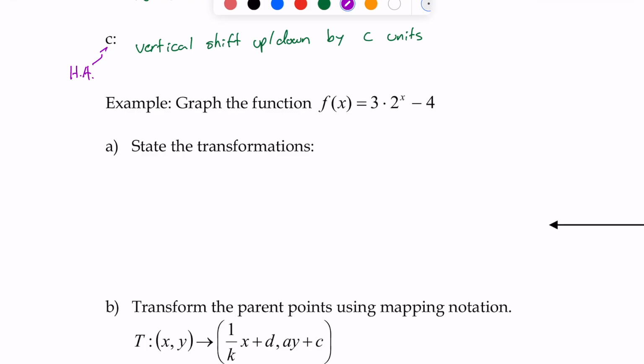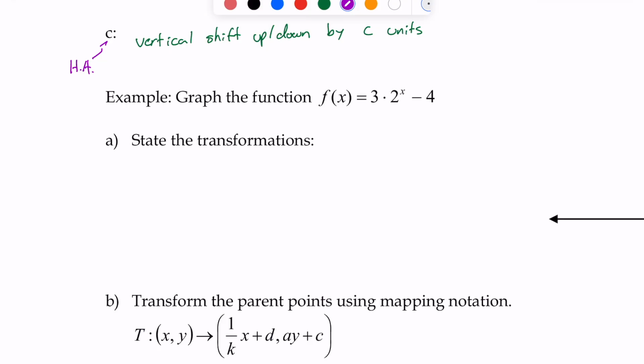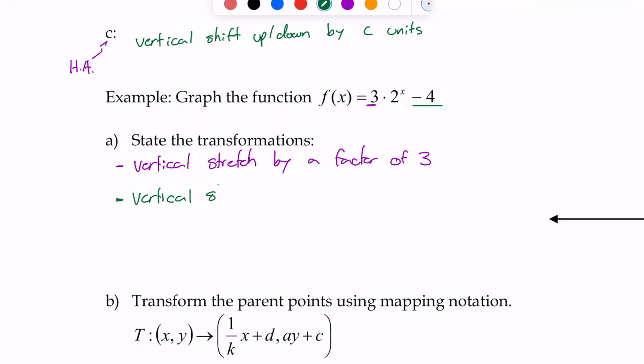Graph the function f of x equals 3 times 2 to the x, minus 4. Well, the transformations, we have to talk about this 3 that we see in front, and this minus 4. So the 3 in front is going to be a vertical stretch by a factor of 3. And the 4, you see on your notes, I'm going to underline it in green and then write in green. That 4 will be a vertical shift down 4 units.